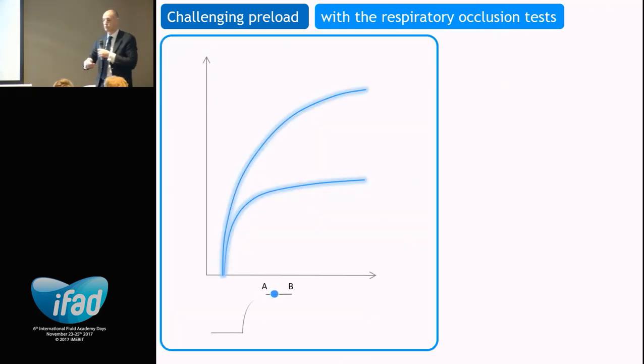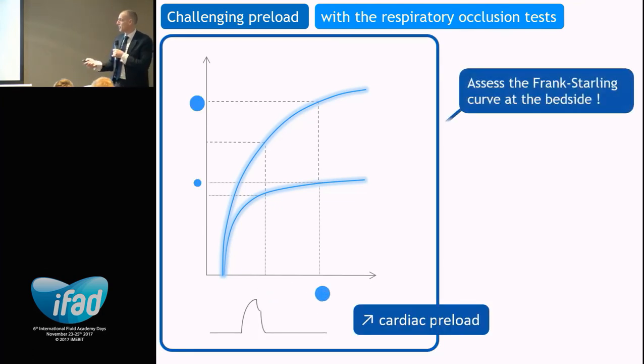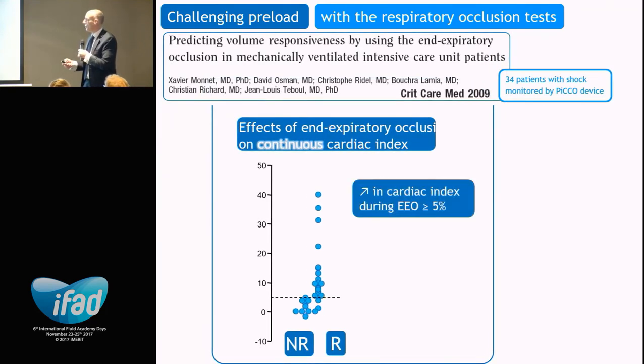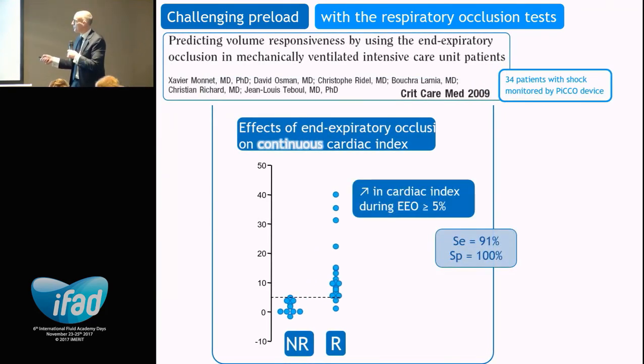Again, it's a way to test the Frank-Starling curve at the bedside. Stop mechanical ventilation, you increase preload, and look at the changes in stroke volume. Some studies show that it is reliable, and here you see that in this study, the continuous cardiac index measured by pulse contour analysis, the threshold was a 5% increase. Small, so you must have a precise technique.